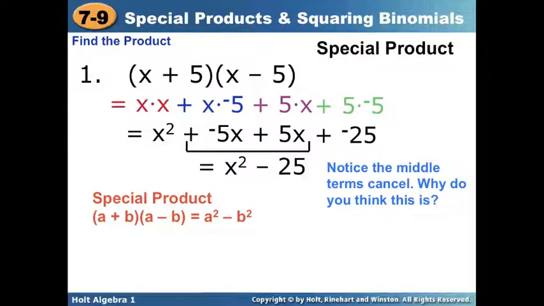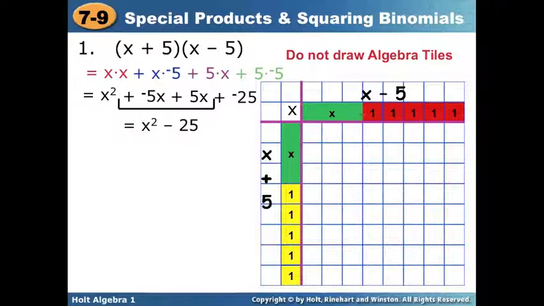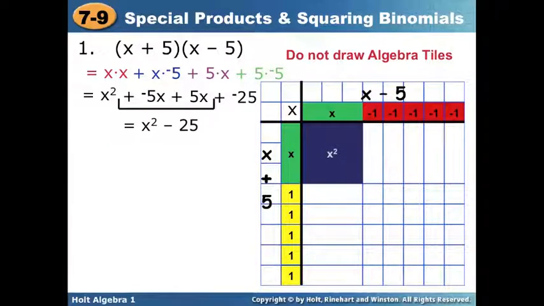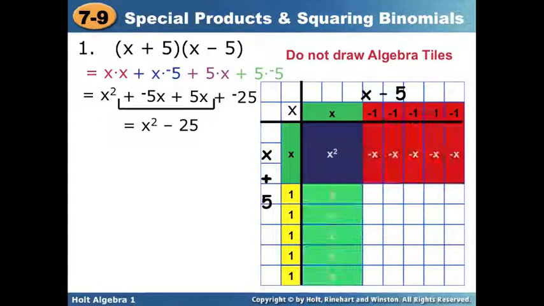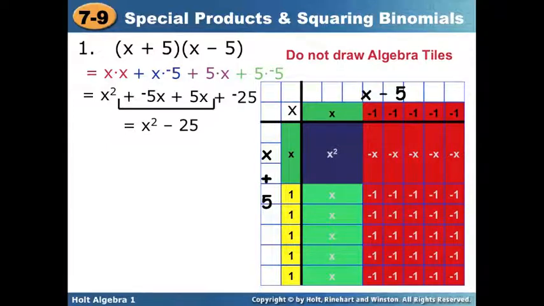We will now look at this with algebra tiles. You do not have to copy the algebra tiles to your paper. Just watch and follow along. So if we model x plus 5 and x minus 5 on our mat as we have learned with algebra tiles, we can take x times x, which is x squared, x times the negative 5 and x times the positive 5. We get those positive and negative x's that later will cancel. And then 5 times negative 5 gives us the negative 25.